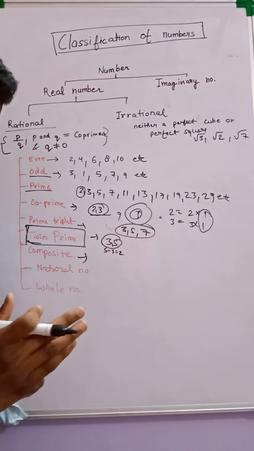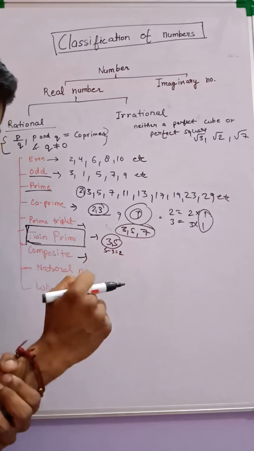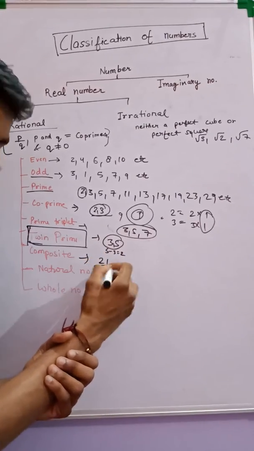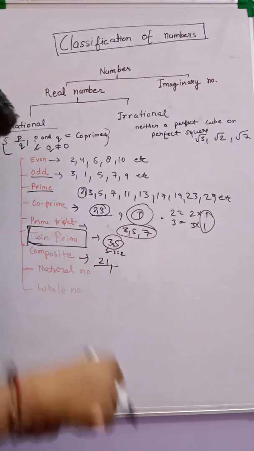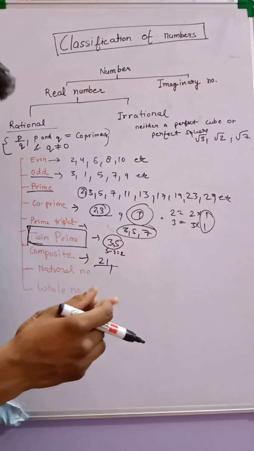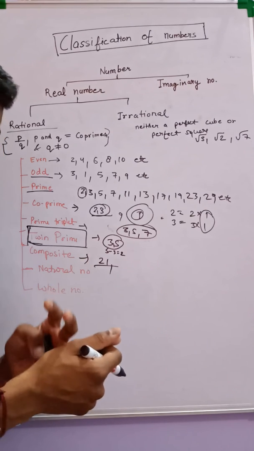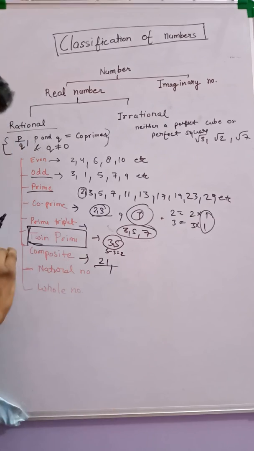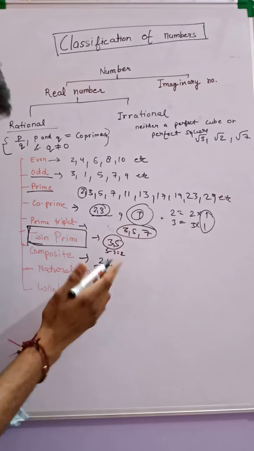Composite number: a number which has more than 2 factors. For example, 21 is divisible by 3, 7 and 21 itself. For example, 14 is divisible by 2, 7 and 14. For example, 6 is divisible by 2, 3 and 6. So all these numbers belong to composite numbers.